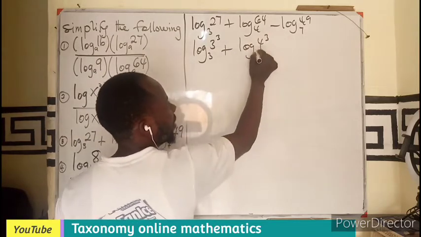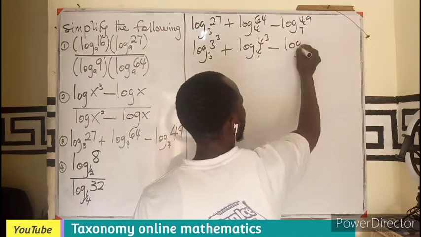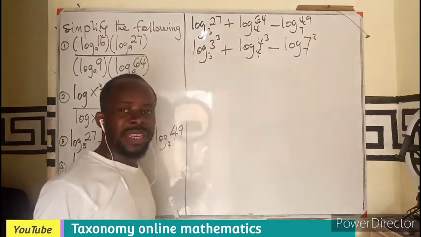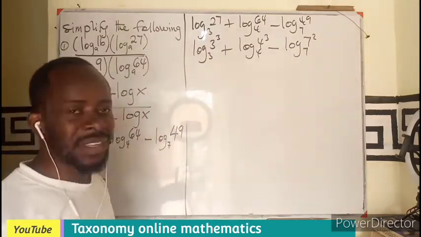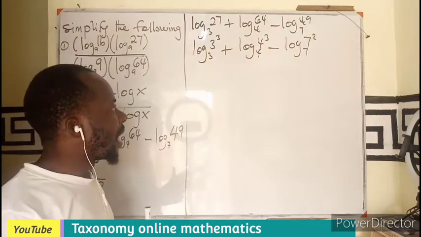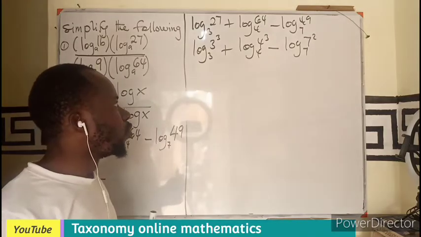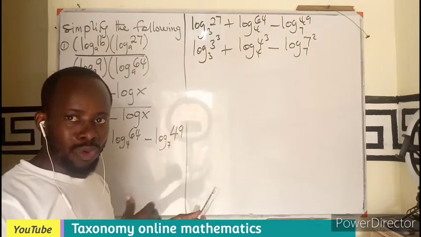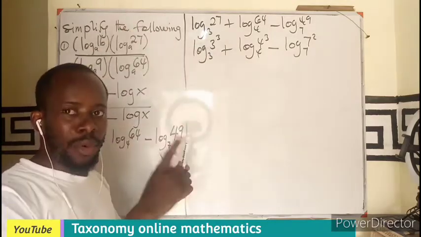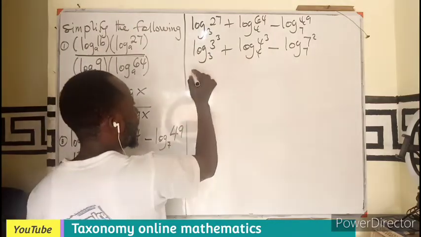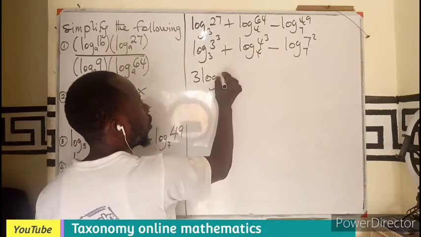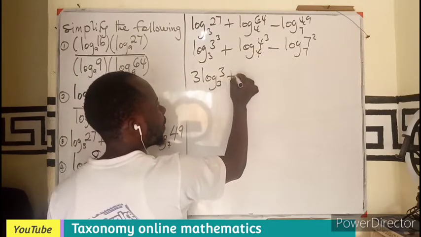Log 4 exponent 3 base 4. Log 7 exponent 2 base 7. We are done with that expansion. What do we do? We apply the power rule, whereby the exponent will now multiply the log. So that gives me 3 log 3 base 3.